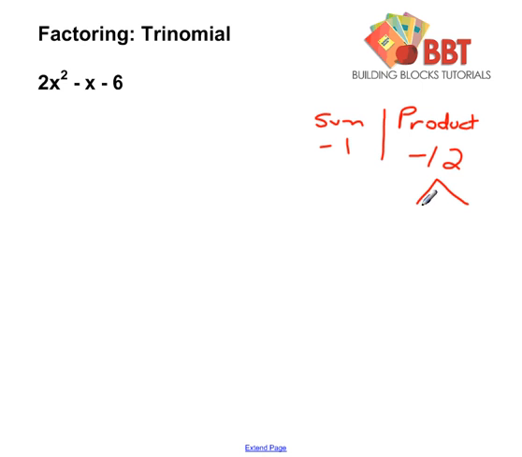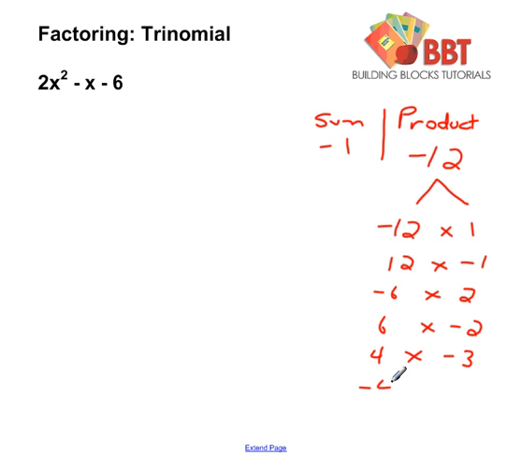So again, run through the different factors. Negative 12 and 1, right? 12 times negative 1. What else? Negative 6 times 2. 6 times negative 2. What else? 4 times negative 3. Negative 4 times 3. I think that's it, right? So you have to look at all these factors and say which one, when I add them, give me negative 1. Well, it looks like the last one does, right? Negative 4. So let's see. Negative 4 plus 3 give me negative 1. Perfect. That's the one I want.